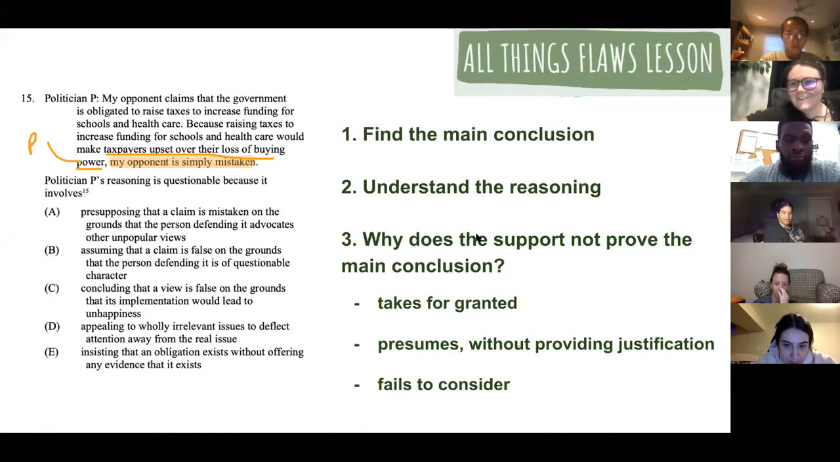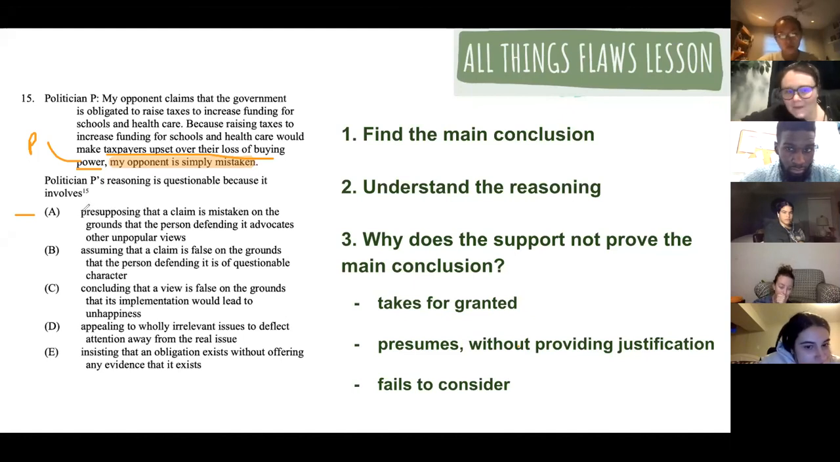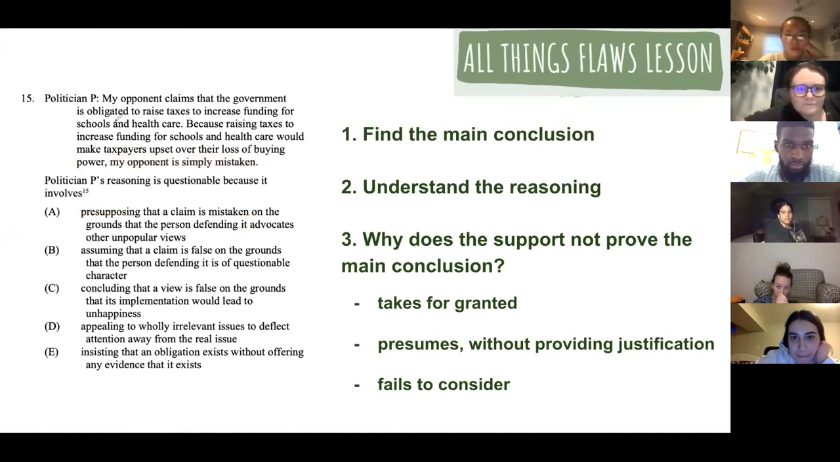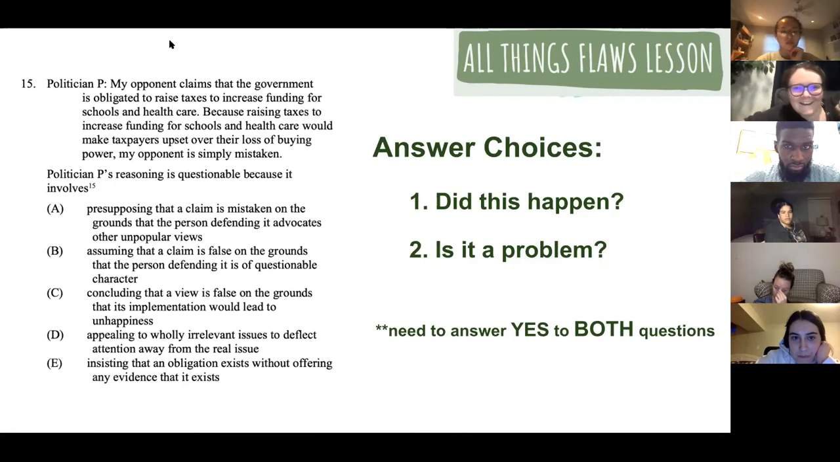All right, so if I was going through these answer choices, this is how I would approach it. A: presupposing that a claim is mistaken, or assuming that a claim is wrong on the grounds that the person defending the claim advocates other unpopular views. Do I say that my opponent is wrong by showing that that person defends other unpopular views? We don't know. Nope. So we're going to cross that off. It doesn't happen.